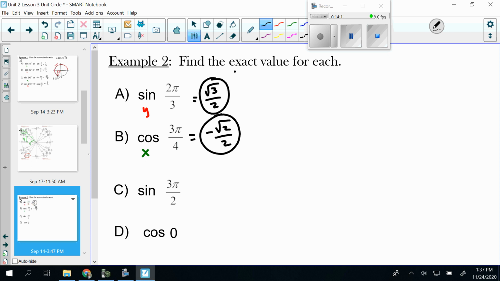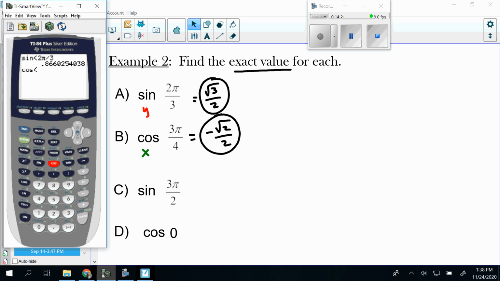And that's what they mean about exact value. They don't want the decimal approximation, they want that exact value. Testing it on calculator, if you do cosine of 3 pi over 4 here, we get this answer. And if you type in square root 2 over 2, you can see that they are exact. They are in fact the same. Make sure you hit over here to get out that square root 2 over 2. Same amount. You can just see it's negative instead of positive on that second one, but same amount.